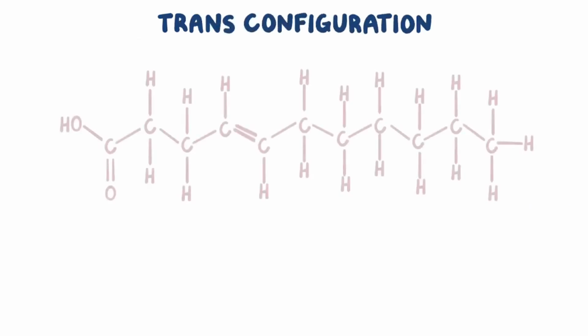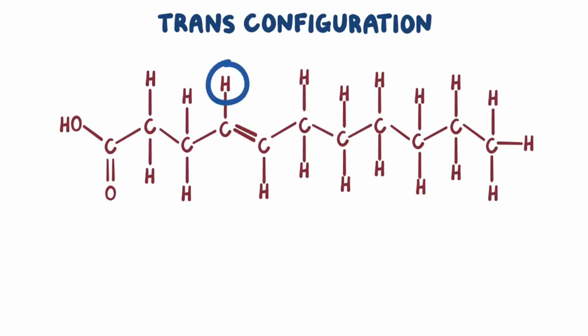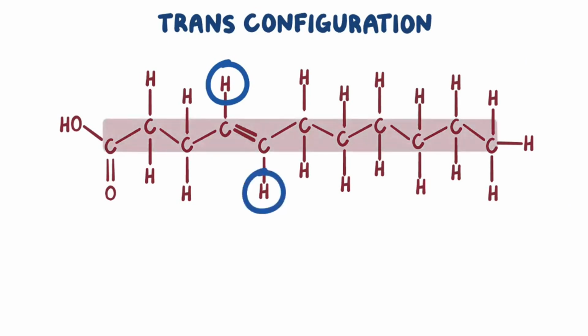Some fats are in a trans configuration, though. In a trans configuration, the functional groups are on opposite sides of the double bonded carbons, and this keeps the chain more straight and easier to pack.